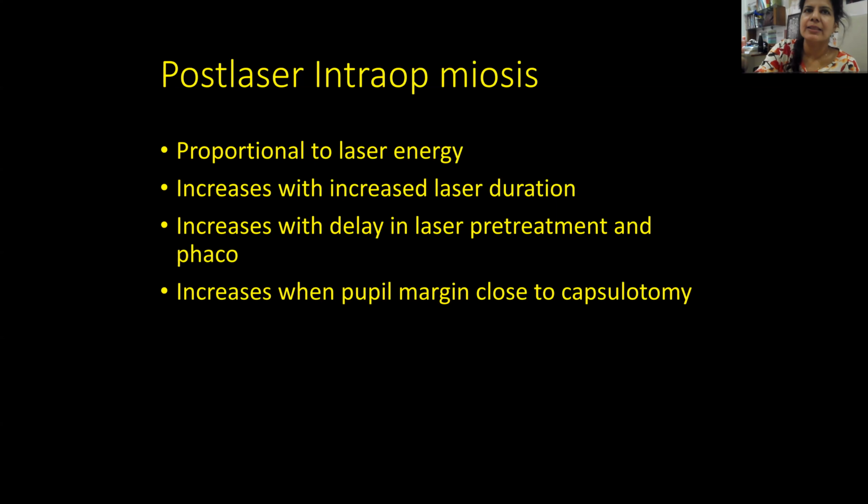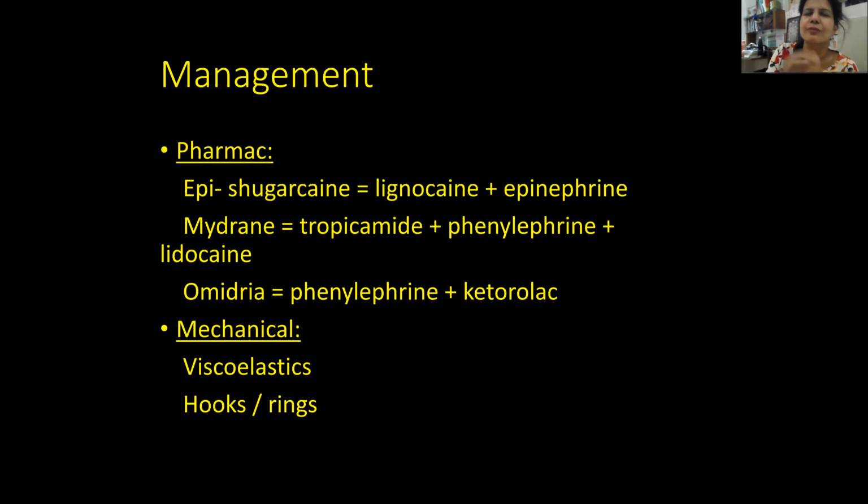Now, in case the parameters of the laser cannot be controlled, of course, the management goes into the pharmacological zone. We can use any combination of epinephrine and lignocaine or tropicamide and lignocaine, and now you have phenylephrine combined with ketorolac, all for dilating the pupil pharmacologically. Mechanical dilatation is tried when pharmacological fails, and this can be done either by the soft shell technique using viscoelastics or by using different hooks and rings, as you have seen before.